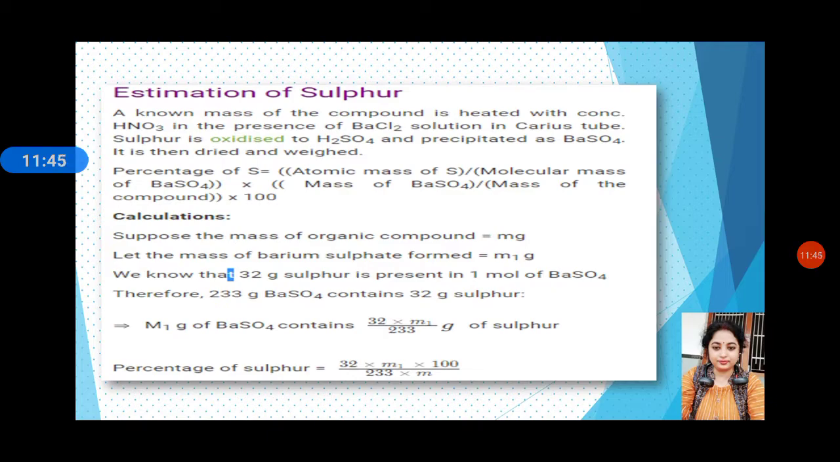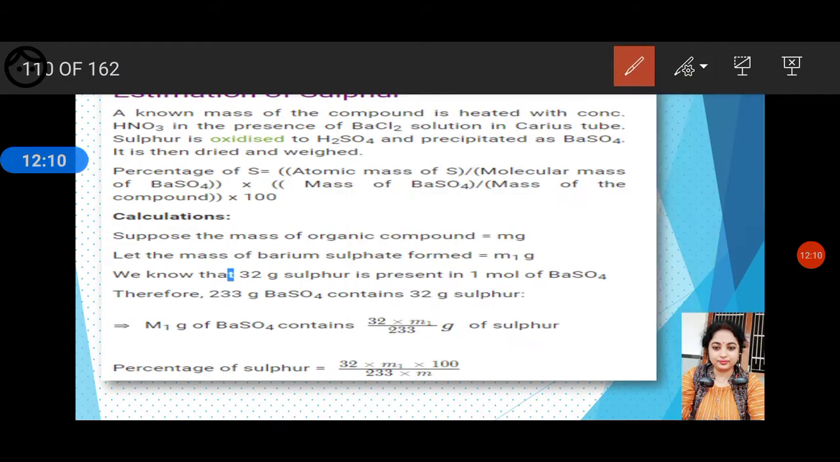Now the next turn is for sulfur. Sulfur is oxidized to sulfuric acid, which is then precipitated as barium sulfate by adding excess of barium chloride solution. This precipitate is then filtered, washed, dried and weighed. So the next thing is the calculation part.